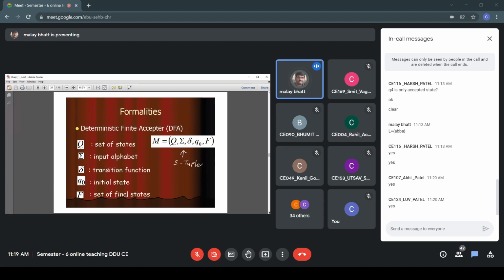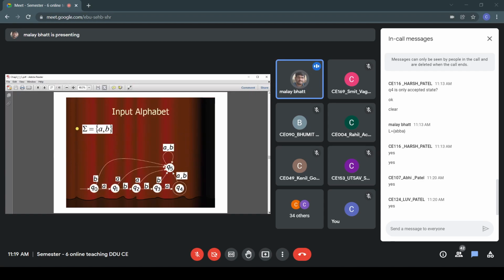Right? Q is the set of states, all the states of the automaton. Sigma is the input alphabet. A transition function we'll see in detail in the other slides. Q0 is the initial state and F is the set of final states. So now it is a 5 tuple. There are 5 parameters required to describe the finite automata.